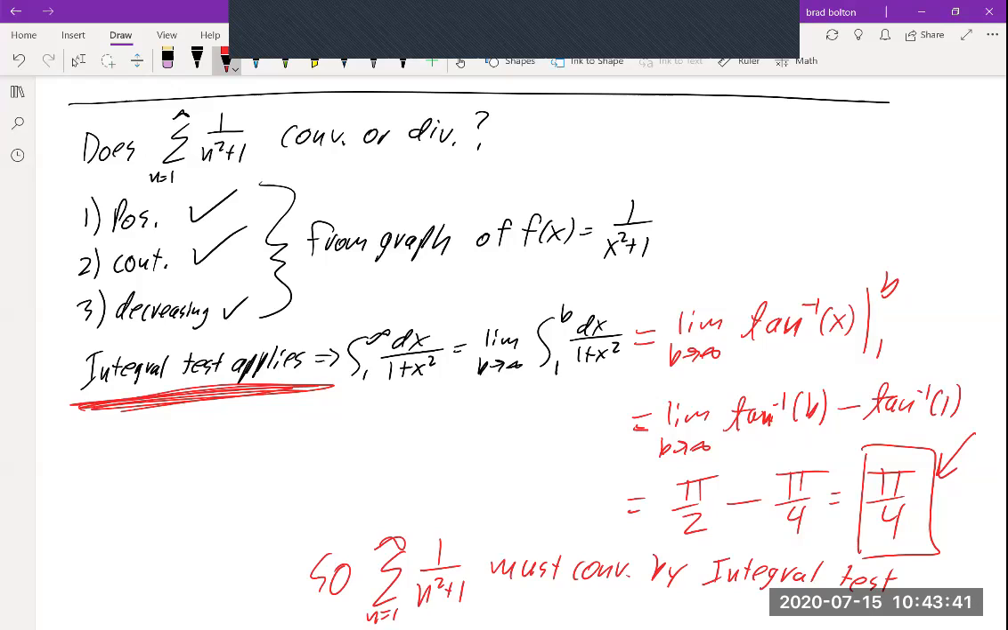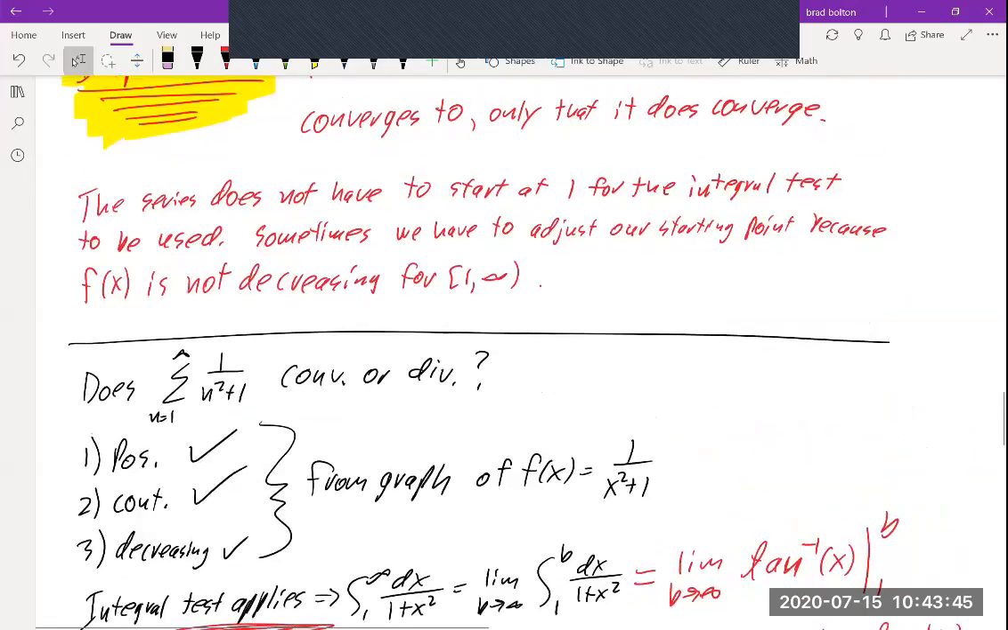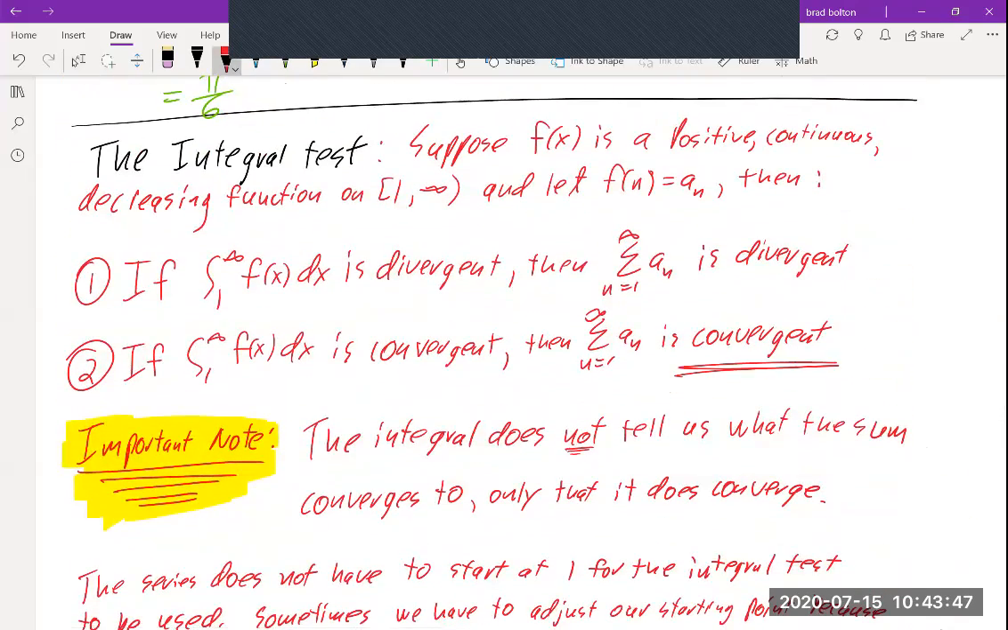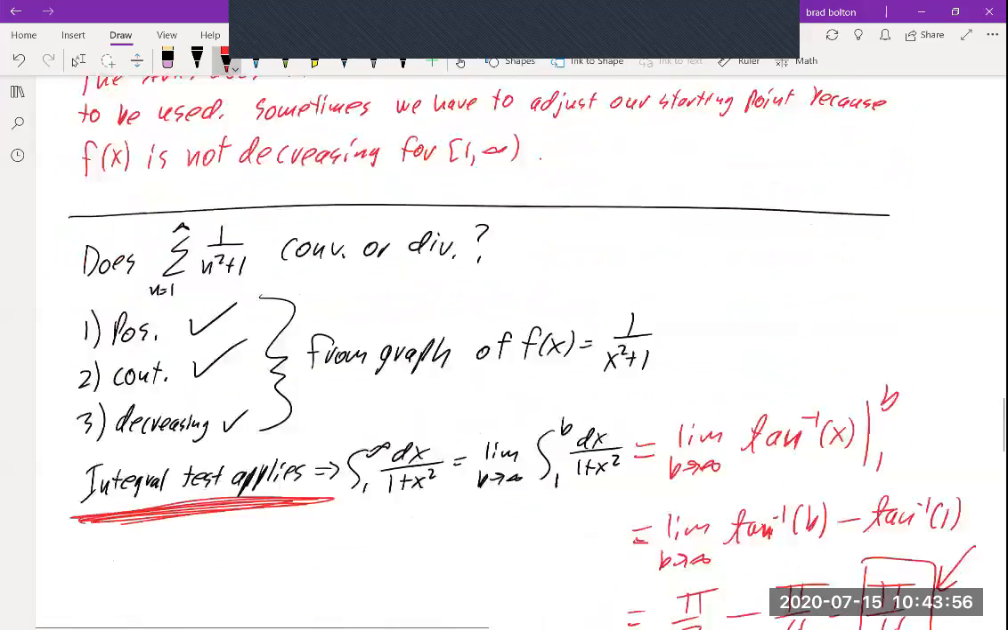Because this was a convergent sum, then the series must be convergent. That's what this is telling you up here. That's what this is telling you right here. If the integral of f of x is convergent, then the series of a sub n must also converge, okay?